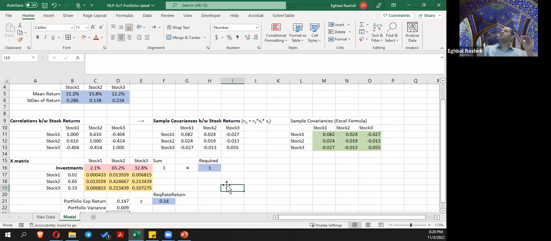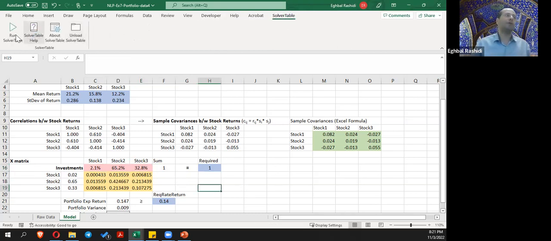This actually can change based on how much rate of return you want to have. So right now we said at least 14%. If we increase the rate of return that we want, the lower bound here, suppose we increase it to 20%, what you can expect, before I do it, is that we would need to invest more in a higher return investment, which is Apple stock. So if I increase this to 20%, you see that in our portfolio the investment in Apple is going to go up and the investments in stock two and stock three are going to go down. Okay, so I'm going to do a solver table here for that.